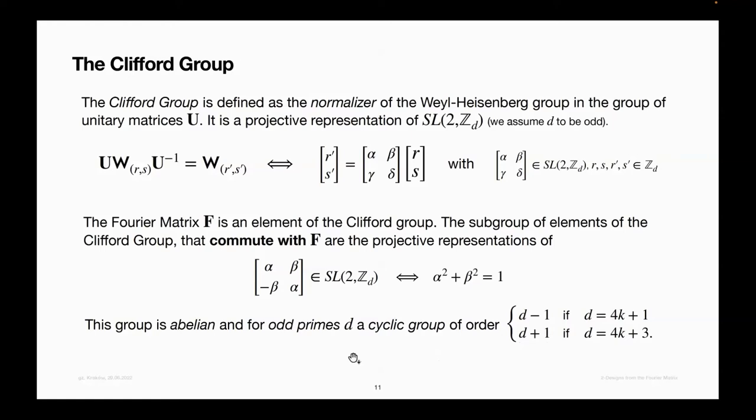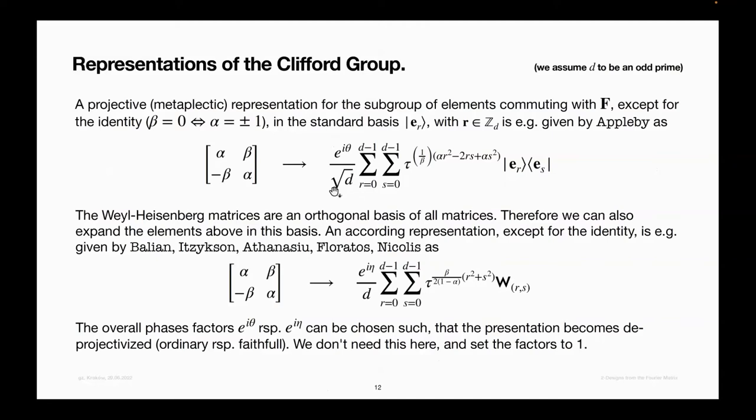What we need now is a representation of this element in the D squared times D squared complex matrices. Such a representation is given by Appleby, who, for example, has written a lot of papers about it, with very detailed analysis. We focus on this very specific subgroup, alpha beta. When we skip the special cases where beta is zero, which means that alpha is plus or minus one, because alpha squared plus beta squared is one, which is identity or minus identity, then you have this kind of representation in the standard basis.